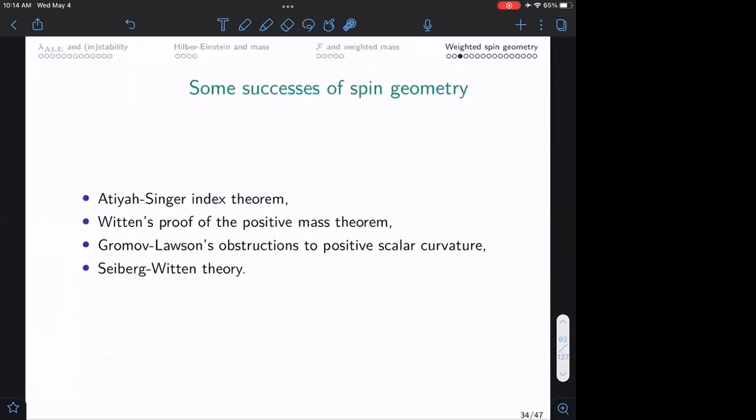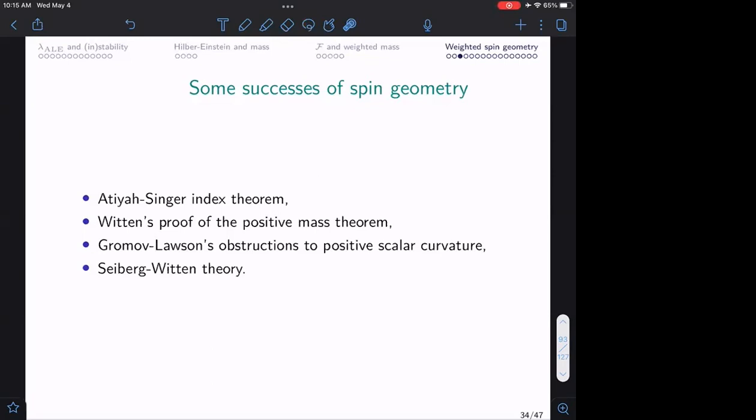OK, so spin geometry has been very successful in geometry and in physics, and some of the results are here. We've heard about a few of them already, these two mostly, but the other ones are very important in topology as well. And all of these come from spin geometry. A weighted version could be useful because it could be linked to Ricci flow, and that's really what we want to understand: how spin geometry evolves along Ricci flow.